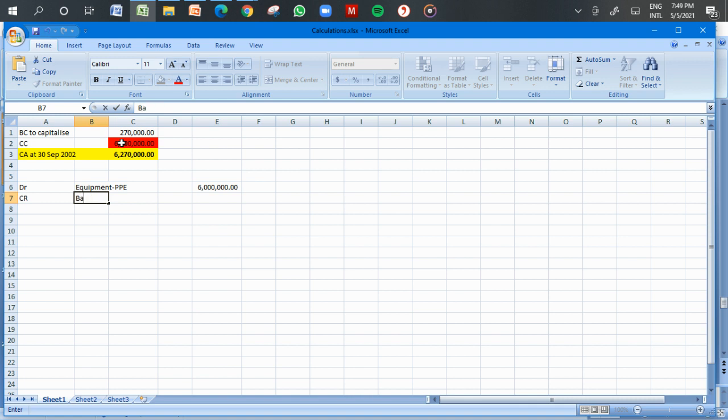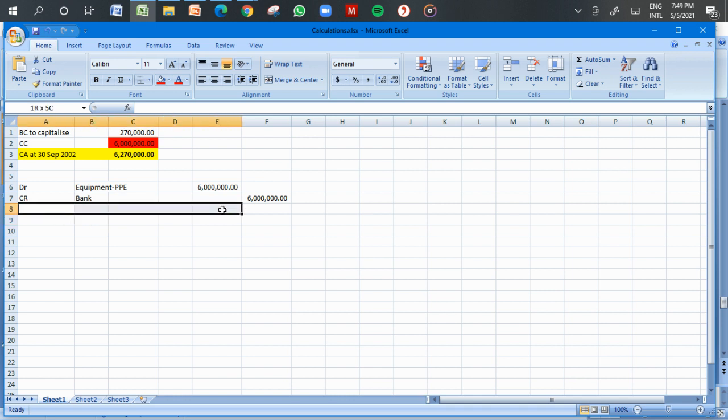Because we actually took a loan, that means we have the money. So we actually paid the six million. So as the first journal, you can do the narrations here, but I'm not going to cover the narrations.